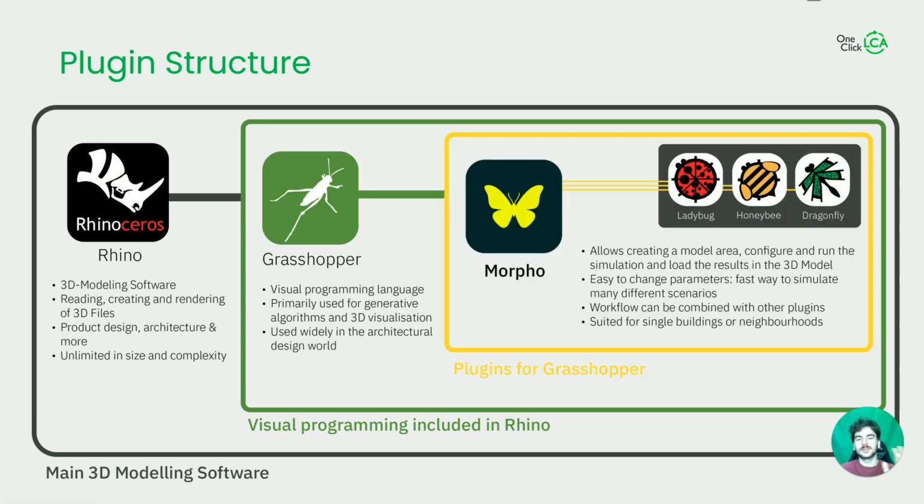I'm going to explain in more detail later what the Morpho plugin is able to do, but as a quick introduction, as I mentioned, it's the ENVI-met plugin. Everything you can do in the main ENVI-met software, you can do with the plugin without leaving Rhino. It's also compatible with a lot of other Grasshopper plugins like Ladybug, Honeybee, or Dragonfly, which are also quite commonly used in the architectural context.